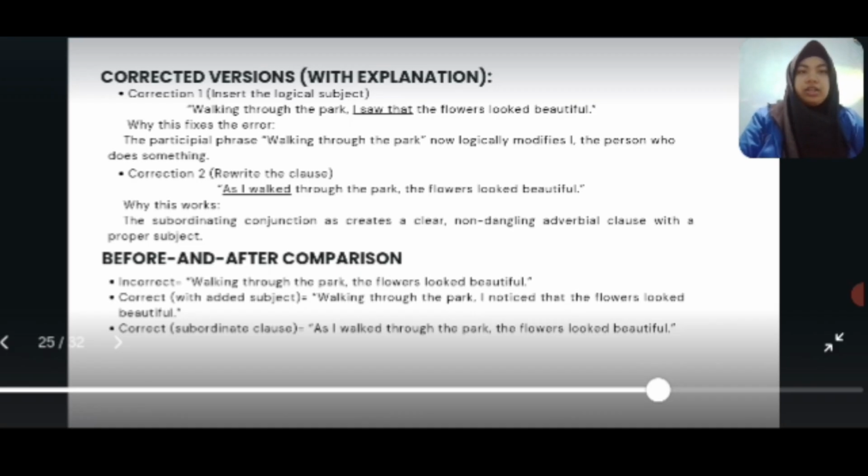Correction 2. Rewrite the clause. As I walked through the park, the flowers looked beautiful. Why this works? The subordinating conjunction "as" creates a clear, non-dangling adverbial clause with a proper subject. And then there's the before and after comparison. As you can see, it's changed the incorrect one into the correct and more logical one.